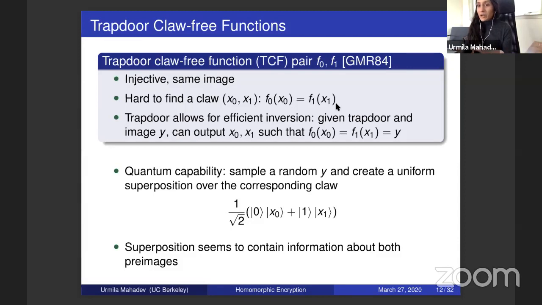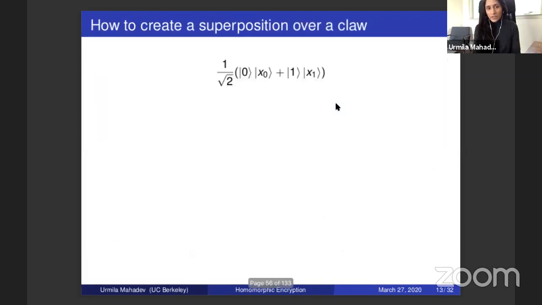In this talk, I'm not going to go into any of that because all I need here for homomorphic encryption is the fact that the quantum machine can create this uniform superposition over a random claw. So I'm not going to say anything more about the previous work, but now I'm just going to tell you how the quantum machine creates this uniform superposition over the claw. And here's how it does it. So this is its goal.